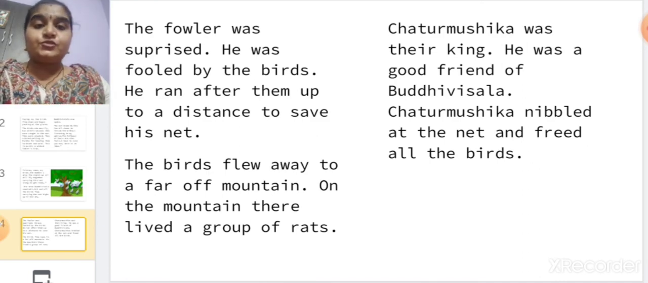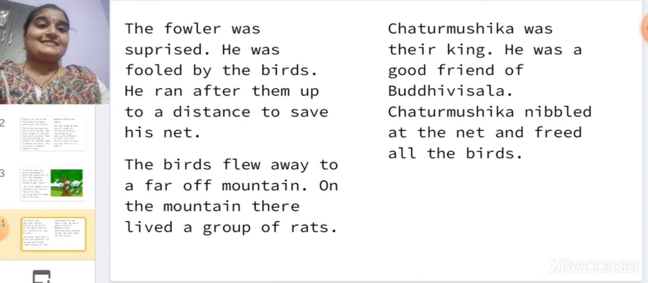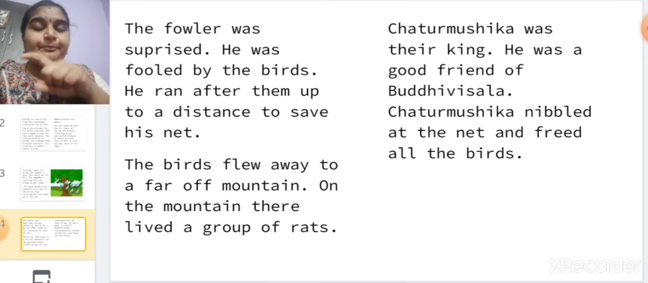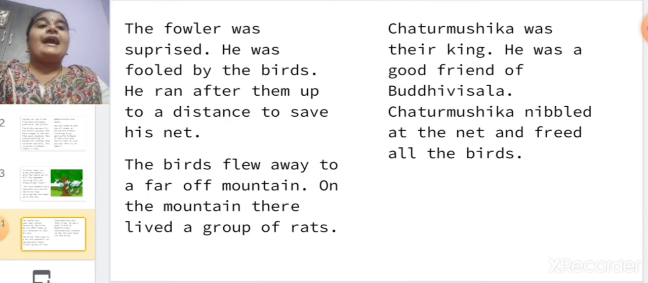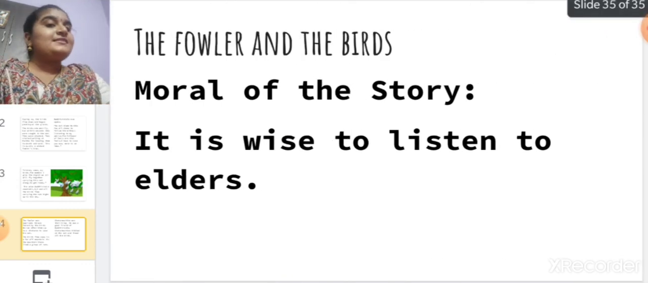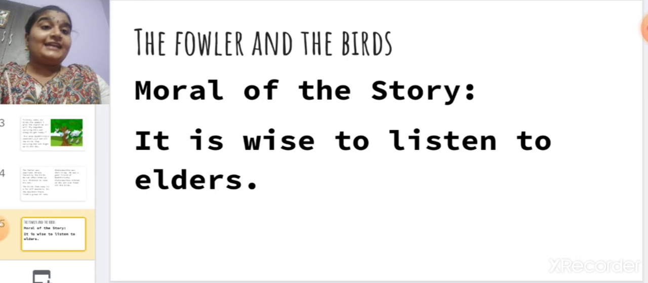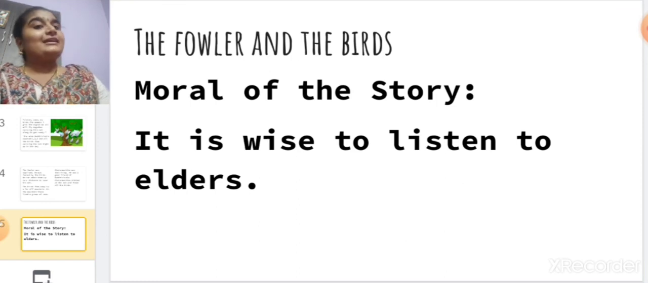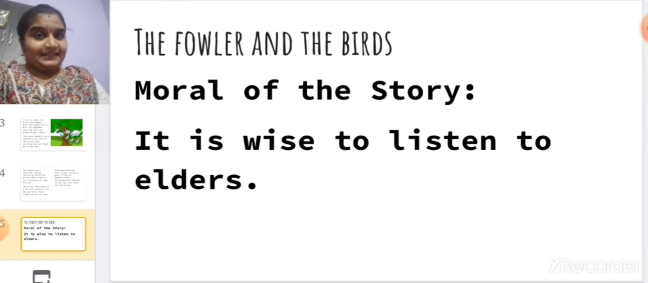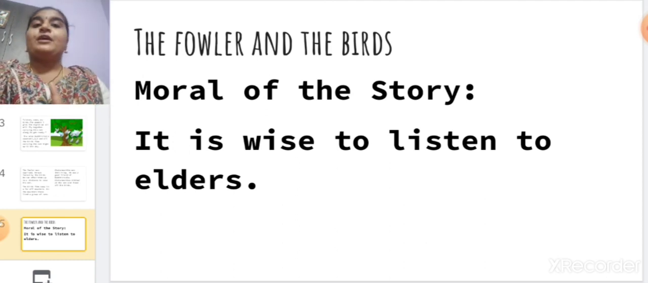The book is under the box. Where is the book? The book is under the box. Yes, did you all write? Very good. Can we write the seventh one?